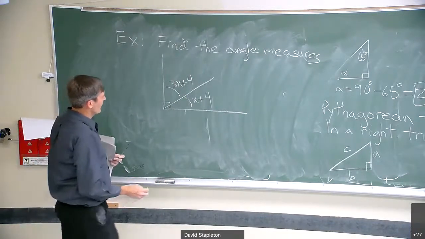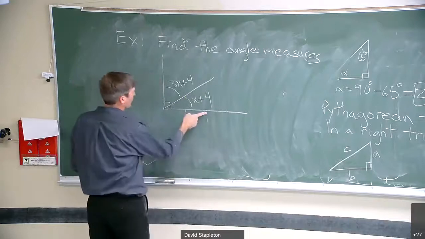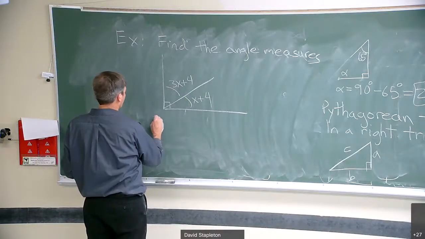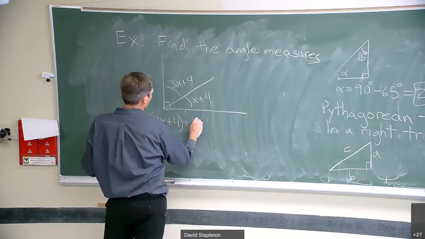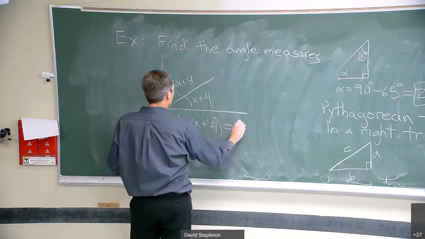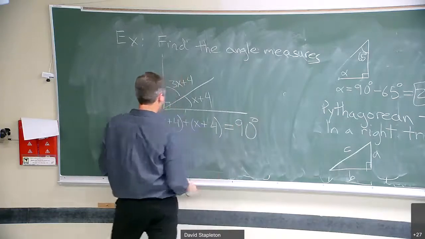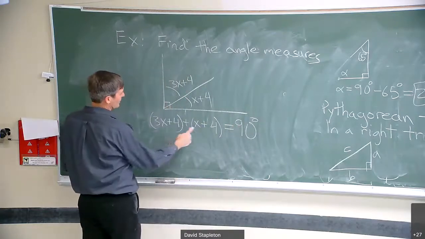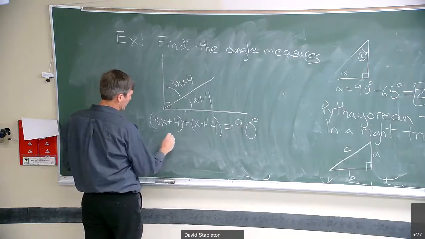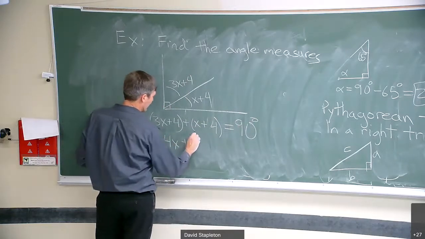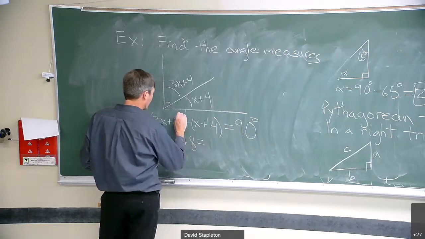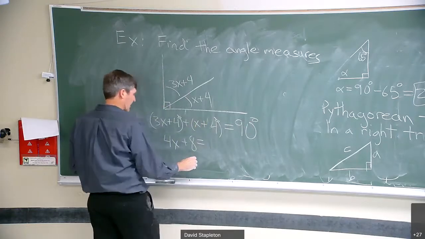So how do I find out the angle measures? I can say, well, these are complementary angles. Evidently 3x plus 4 and x plus 4 add up to 90 degrees. So we combine in algebra the like terms. 3x and x makes 4x. 4 and 4 makes 8. And these really should have had degree symbols on them. They just aren't on the handout.